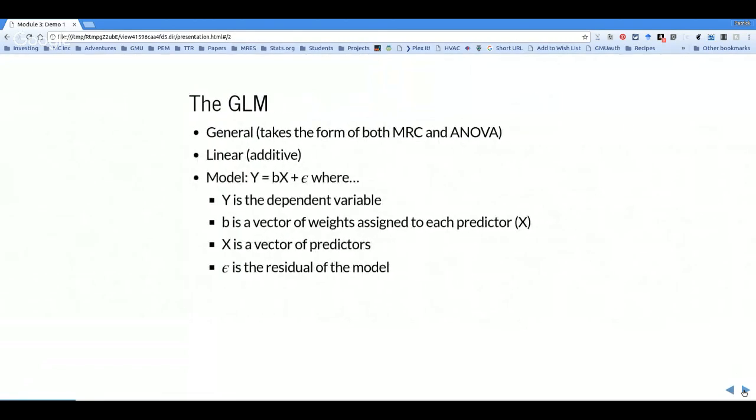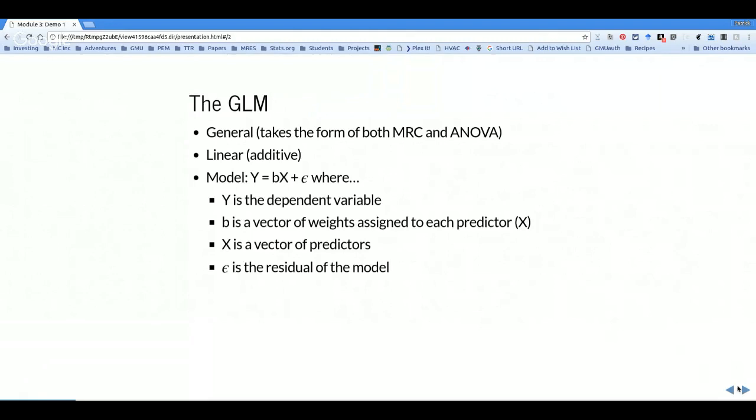The general linear model takes the form of both MRC and ANOVA. That means that it's pretty flexible. It's linear or additive, and it's a model, and the model is specified as a dependent variable that is predicted or conditioned on a vector of weights assigned to a set of predictors. This X here is oftentimes referred to as multiple predictors rather than just single, but that's what makes it flexible. And then finally, this epsilon is the residual of our model.